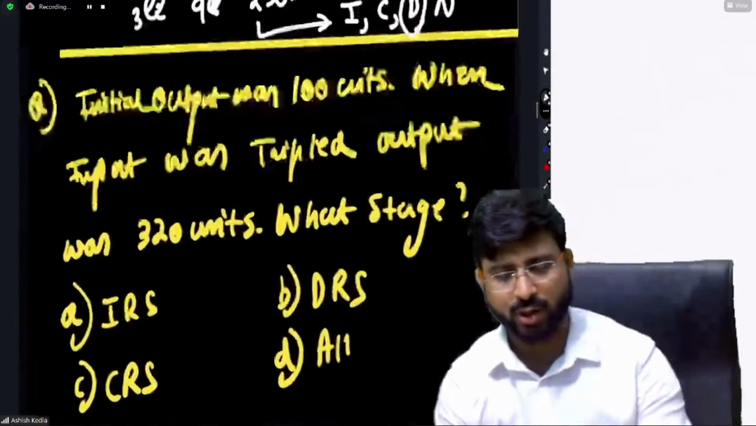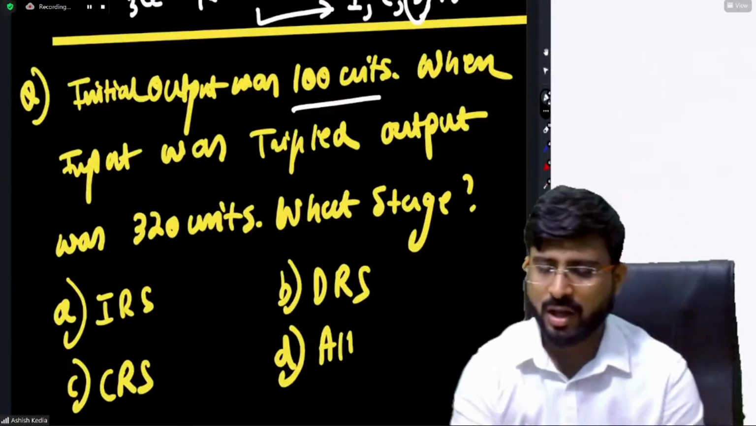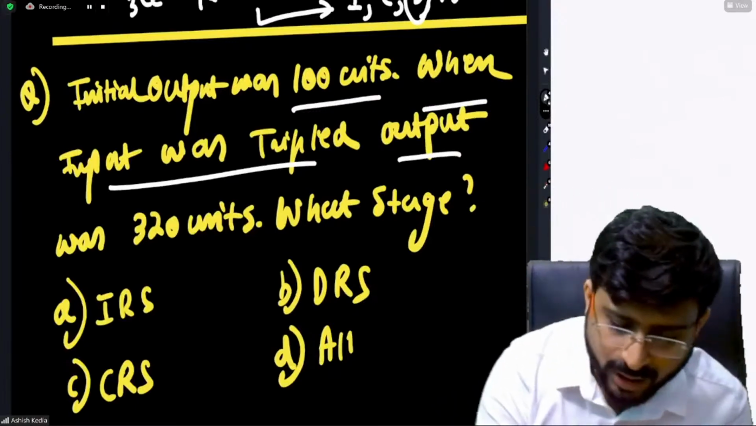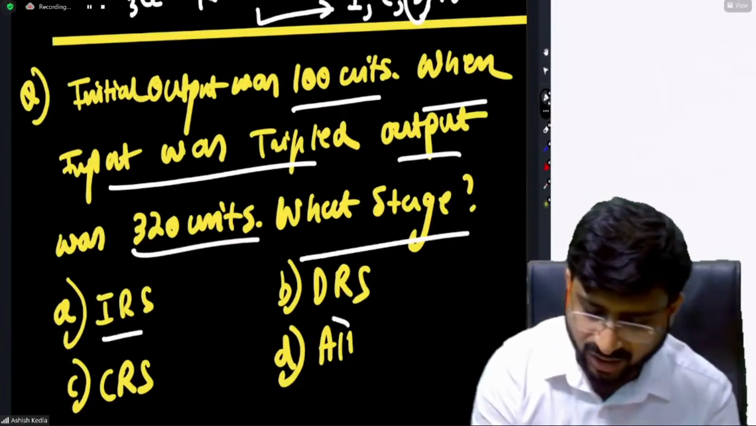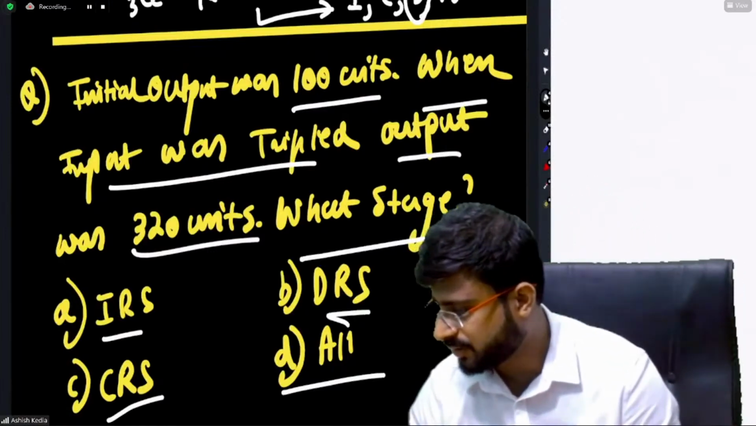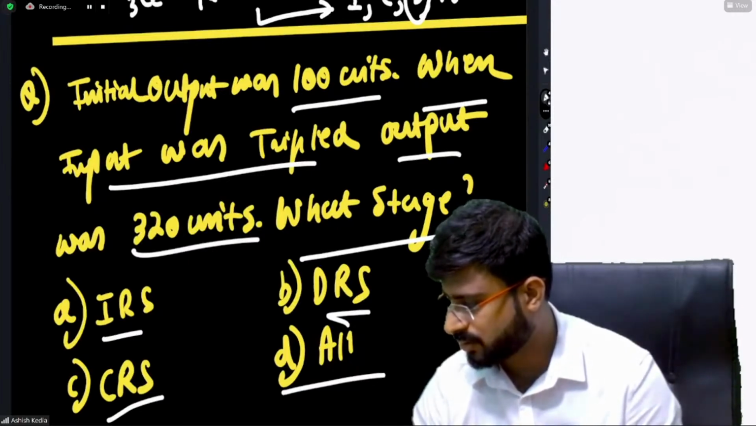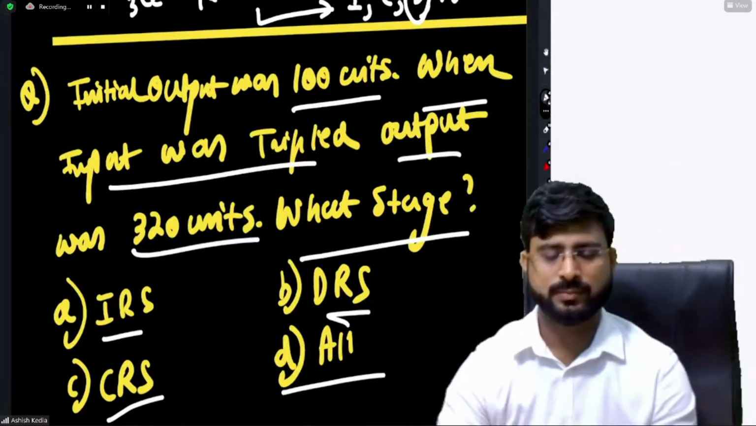My next question to you all is, initial output was 100 units. Input was tripled. Okay. Output became 320 units. What stage do you see here? Increasing, decreasing, constant, or all the stages do you see? What say everyone? Very good.